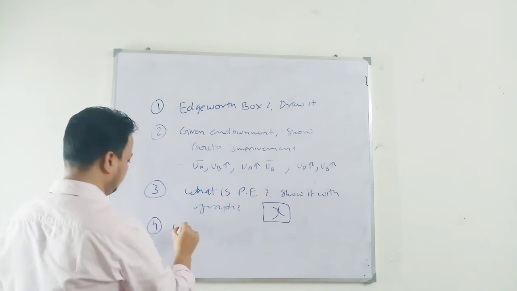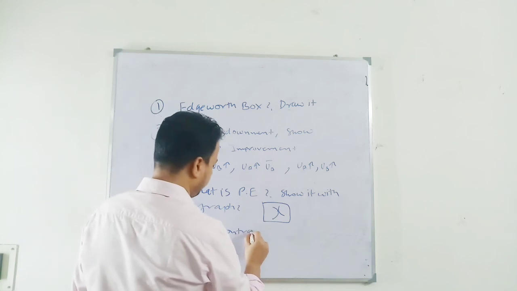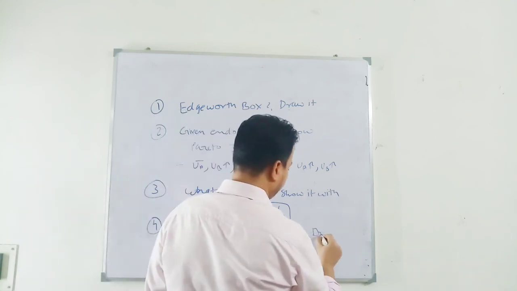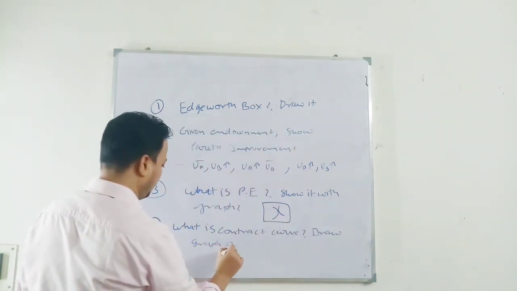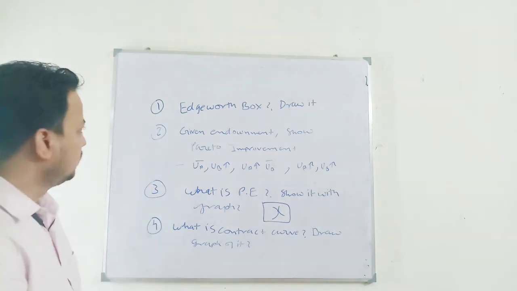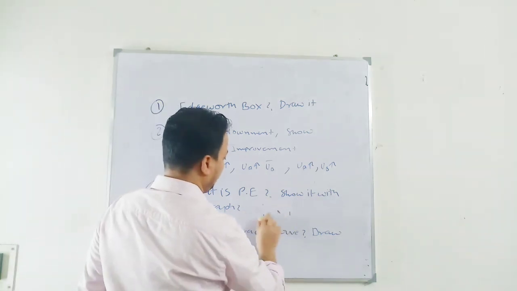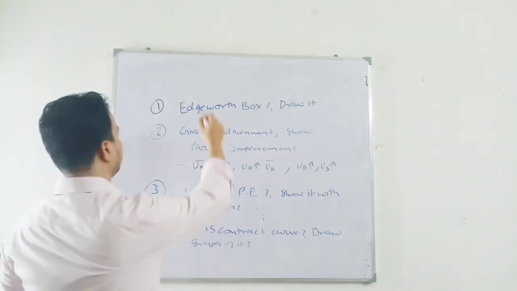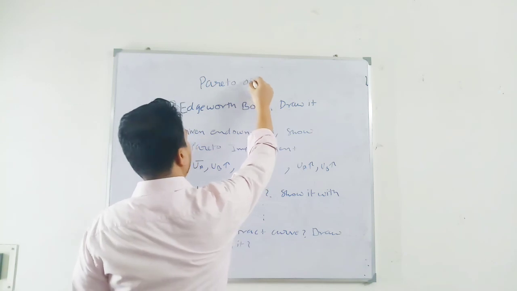So what is the contract curve? Draw a graph of it. So we have discussed Pareto efficiency or Pareto optimality, and these are some of the concepts that we have done. We have done Pareto optimality today.